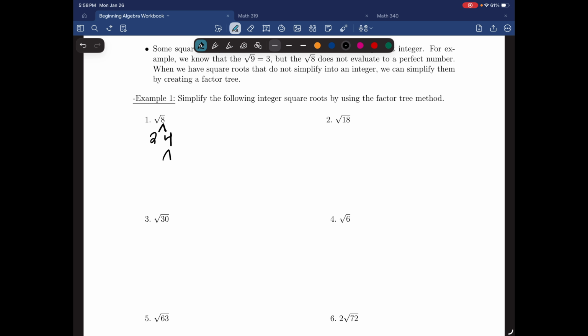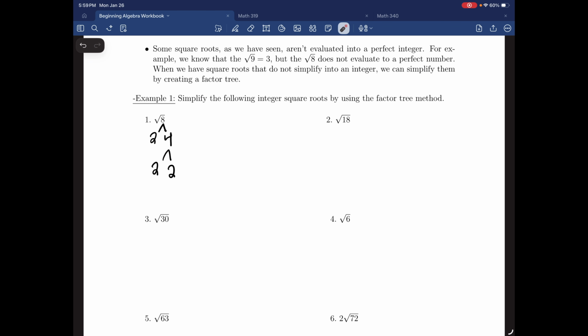And now I have to think to myself, okay, what can I divide 4 by? Can I divide 4 by anything? I can. I can divide 4 by 2, and 4 divided by 2 is 2. And now, looking at 2, I have to ask myself, can I divide 2 by anything besides itself? So the question you have to ask yourself is, is this number prime?